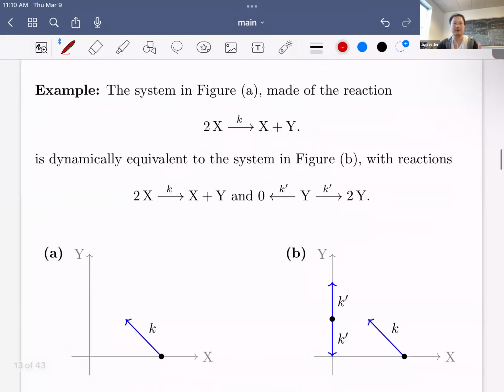So this is an example of dynamical equivalence. We have a left-hand side and a right-hand side graph. The only difference is on the right part, we have these two reactions, but one is going up with k prime, and one is going down with k prime. If you consider the right-hand side, it will give you the zero part. So the right-hand sides are the same, so they are dynamically equivalent. This is a very straightforward example of being dynamically equivalent.